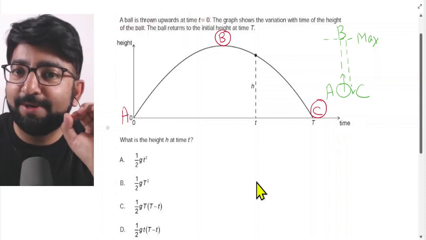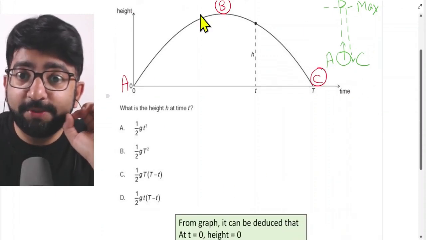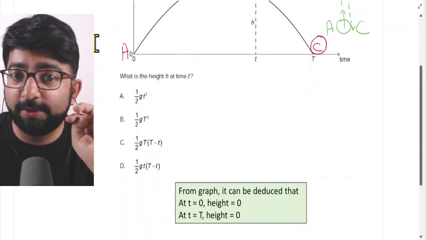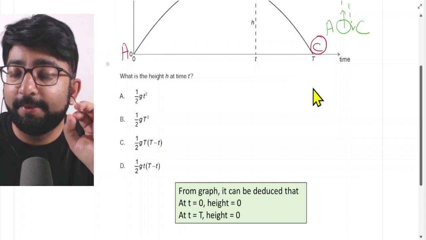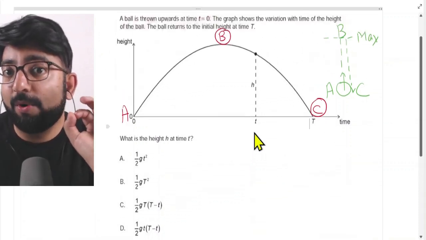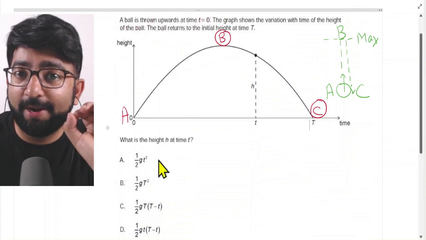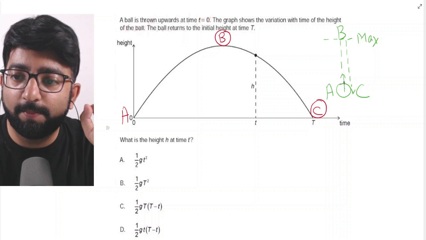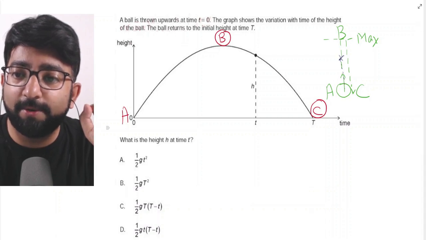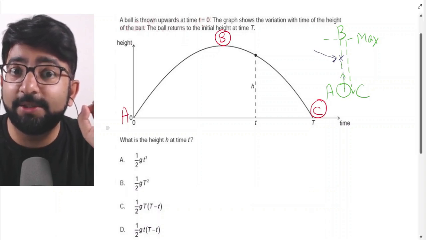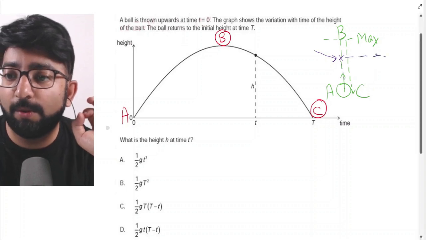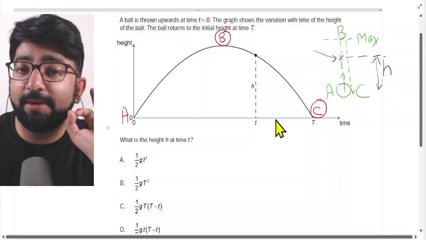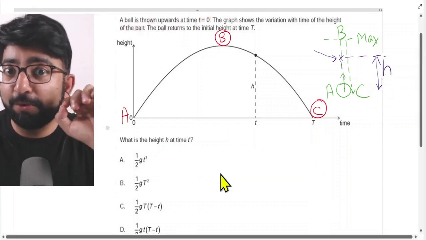So in our smart method, first of all, we observe from the graph that the value of height is 0 at two particular points. First, time t is equal to 0 and time t is equal to capital T. And the question wants us to figure out the expression for the height at a particular time t. In the diagram, let me specify that. So let's say the ball starts from A and at a particular time, the ball is at this particular position. So the height will be this. So the question is, we need to figure out the expression for h in terms of time t.